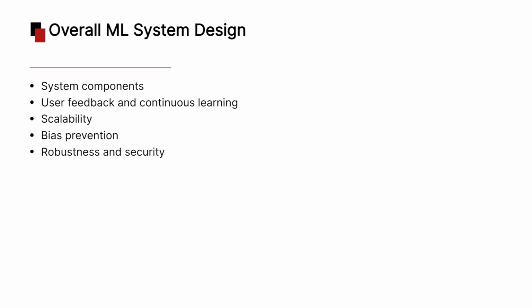Fifth, robustness and security. Finally, we must ensure the system is resilient to adversarial attacks, prompt injection attempts, or data poisoning. This also means robust error handling, model rollback plans, and privacy safeguards for user data. The overall design phase is about turning a good model into a safe, scalable, and user-aligned product. Without it, even the most advanced GenAI model risks failing in the real world.